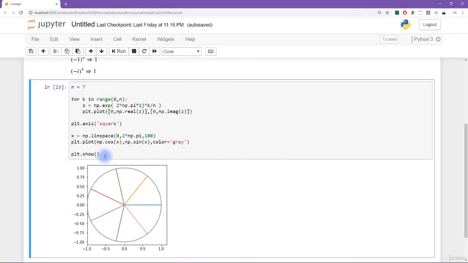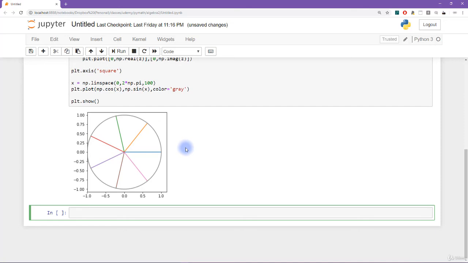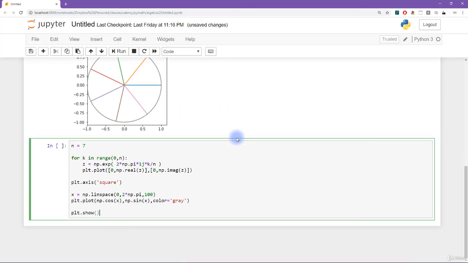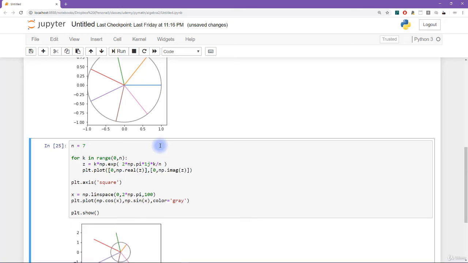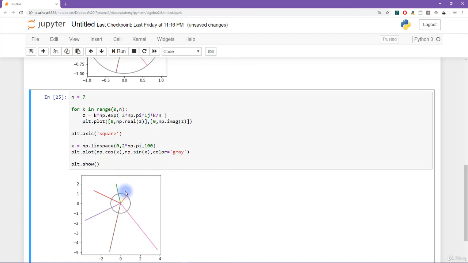I think I will start with, I'm going to put this in a new cell, but I'm going to start with this same code because it's going to look pretty similar. So what we need to do is multiply by k outside here, and let's already see how this looks. Okay, so you can kind of see it's going in the right direction. The lines are spinning around and they're getting longer as they go around.